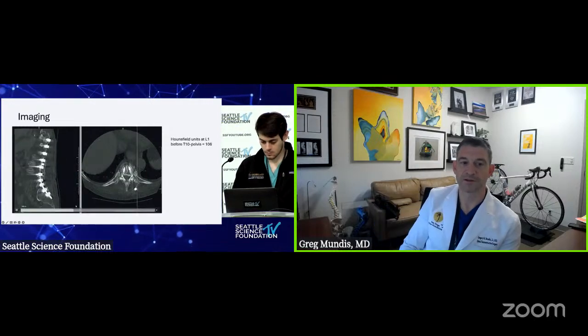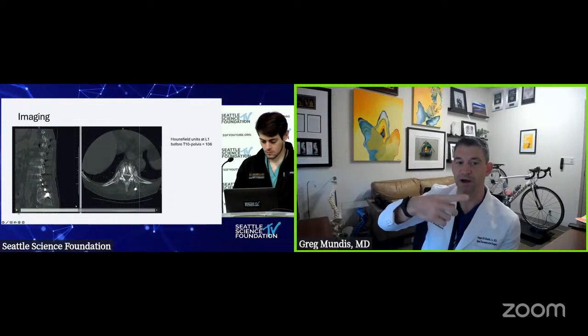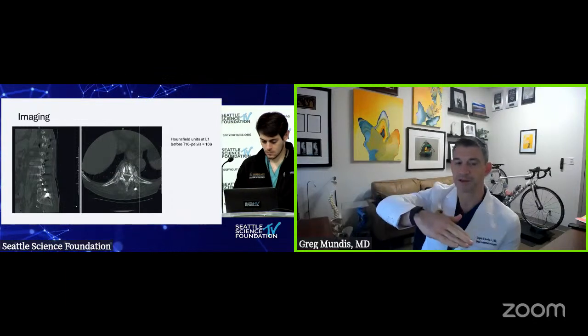Looks like to me like the apex is a bit high here. It's probably more like at L2 or higher. So you want to drop the apex a little bit lower with a sharper lordosis at the bottom, and then reshape it higher up with more kyphosis. All right, take us forward.